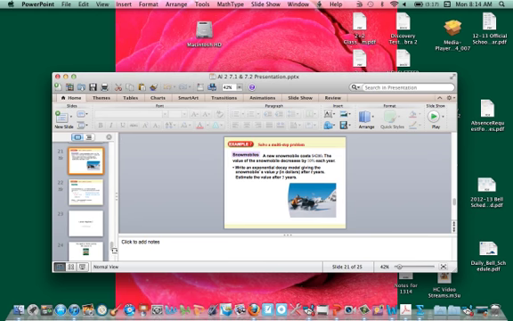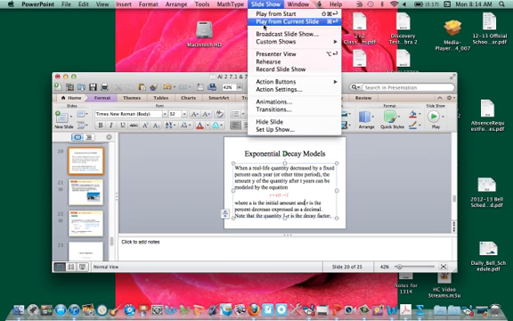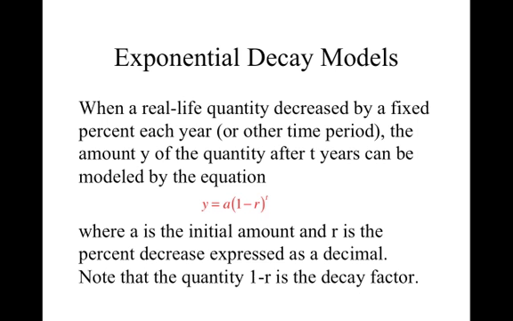Let me fix these. Okay, there we go. Sorry about that, guys. Okay, and note that 1 minus r is the decay factor. That's our b value. That's going to be between 0 and 1, so 0 is less than 1 minus r, which is less than 1.